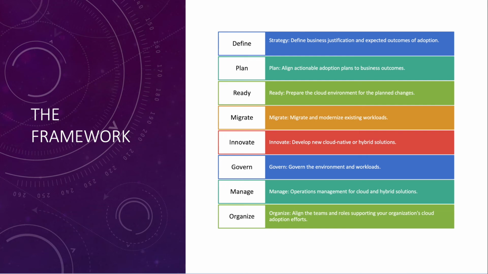Then you need to plan those actionable adoption plans to those business outcomes. If you're going to refactor your code, if you're going to do some business logic, whatever, make sure that everything is actionable. Make sure you've got specific steps that you can monitor, manage, and maintain all the way through your plan process. And then ready, prepare the cloud environment for the plan changes. And that means setting up your VMs, setting up your databases, setting up your Kubernetes, setting up all of your business logic, setting up your dashboards, setting up your cost controls, all of those things that you would need to do. Then test, migrate. Migrate and modernize your existing workloads.